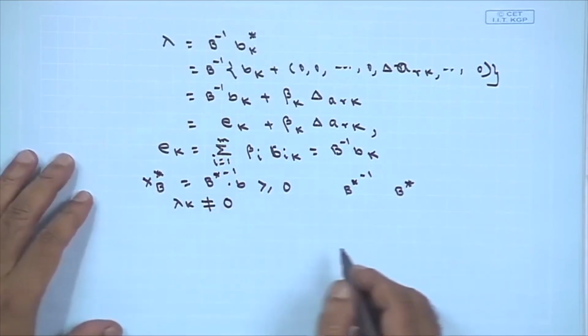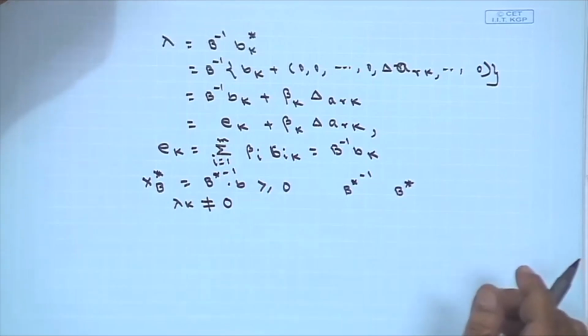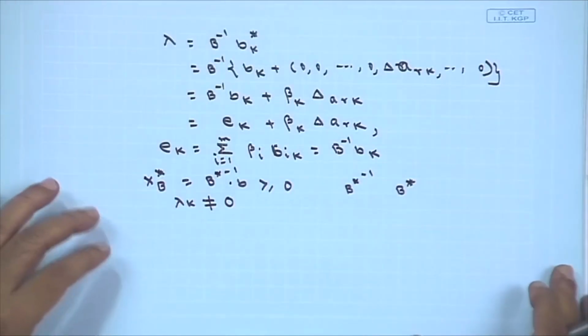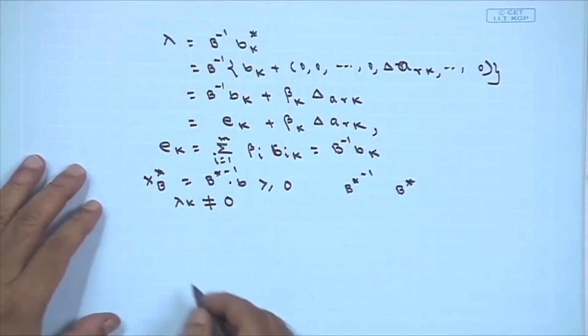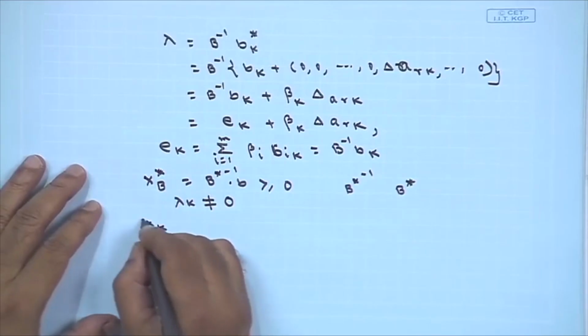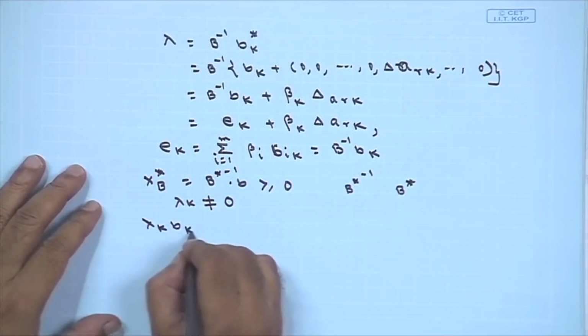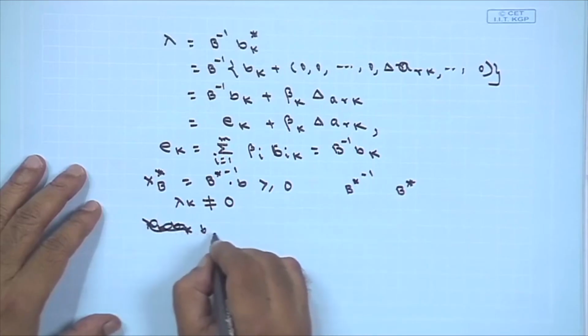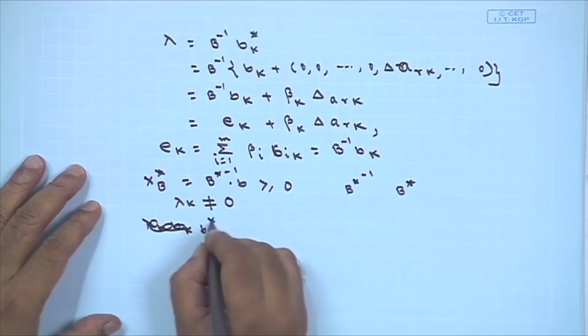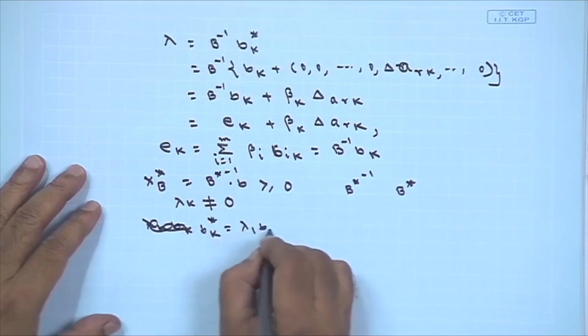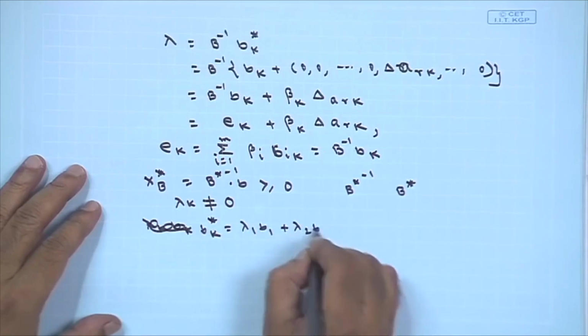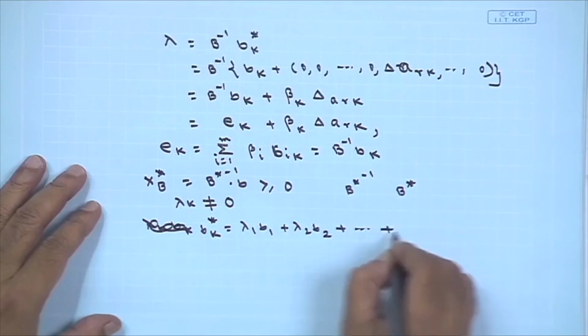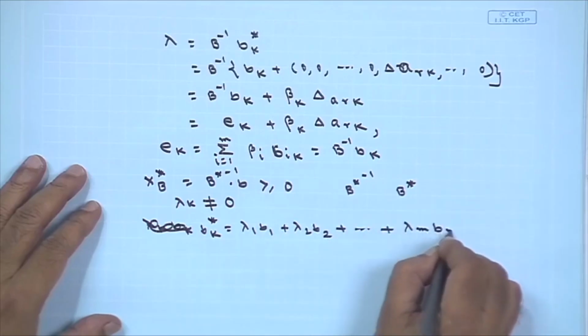Now, from the earlier one, that is from b k star equals b lambda, from here you can write down lambda k into b k, sorry, before that b k star, this is equal to lambda 1 b 1, lambda 2 b 2, like this way, lambda m into b m.